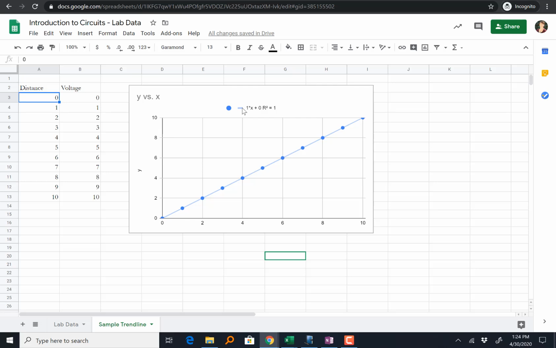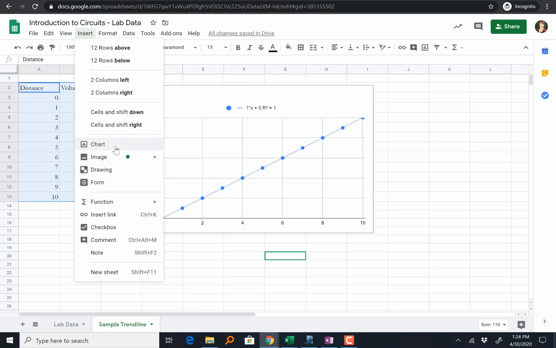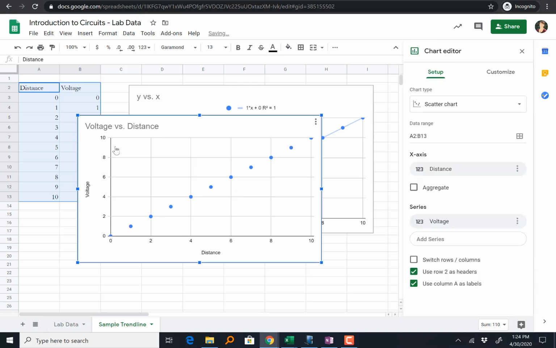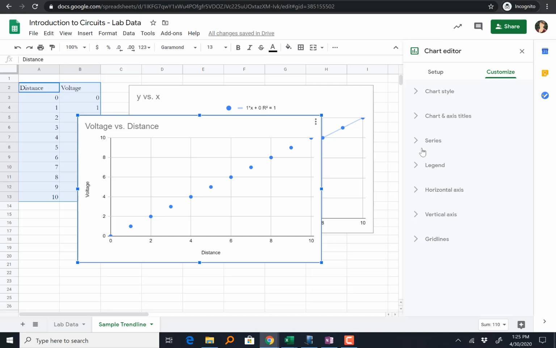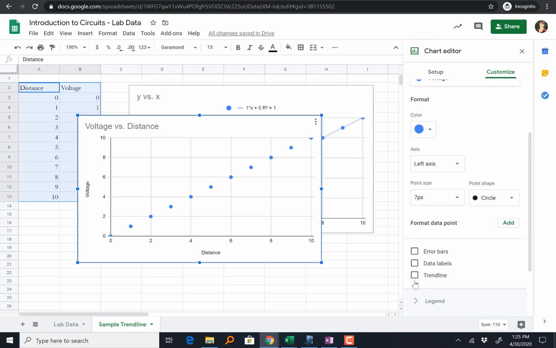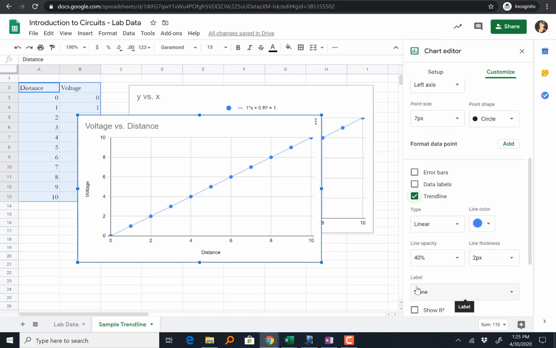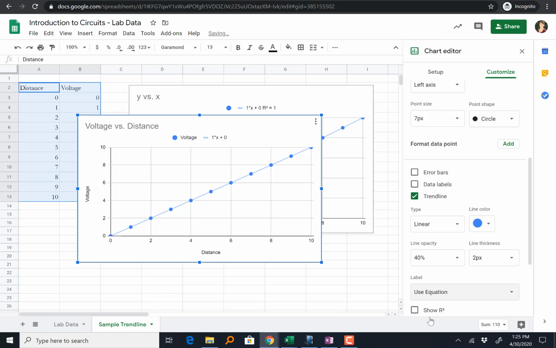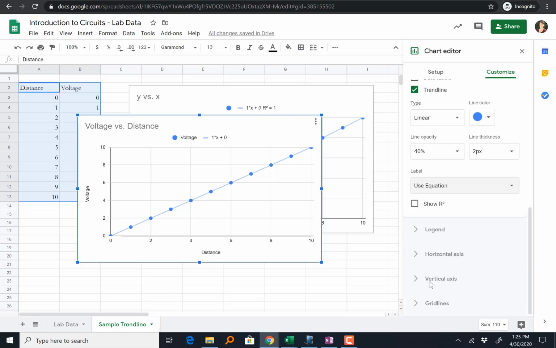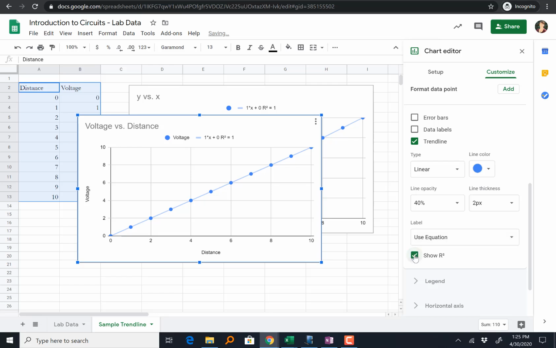All right, the other way that you might be able to get away with getting the chart in there is just to highlight all of the data, as long as you've got your x column or your x data first and your y data second, and you can just do insert chart. And sometimes it just does it for you, but again, you can also just manually select the data for the x-axis. And then one more time, customize up at the top, series, trend line, label, use equation. All right, and that's going to give me my trend line equation, show r squared. All right, and so that is how you do that.